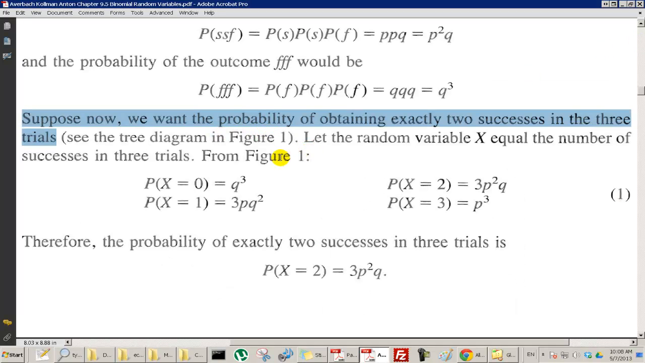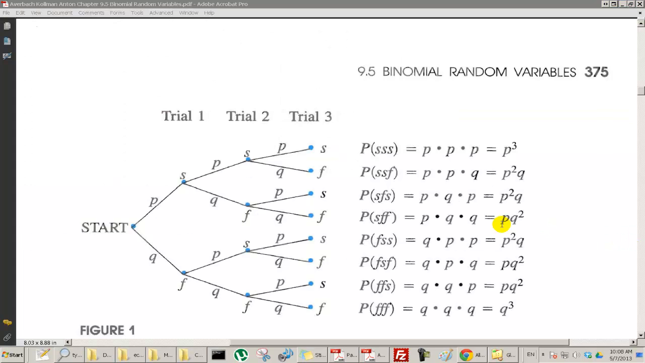Let the random variable x equal the number of successes in 3 trials. Okay, so now we introduce the random variable, and we let it be the number of successes in 3 trials. So remember that the sample space has 8 items in it. So it could be SSS. A second possibility is SSF.